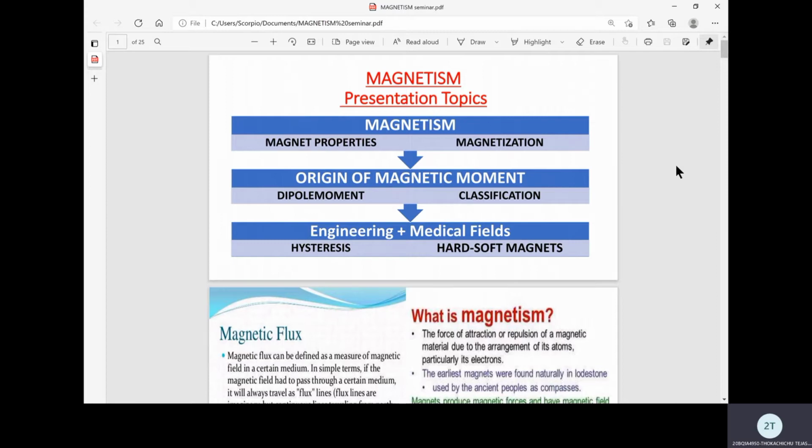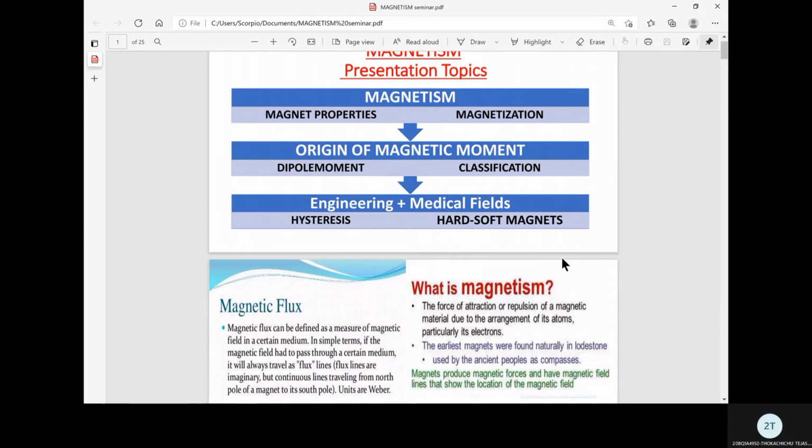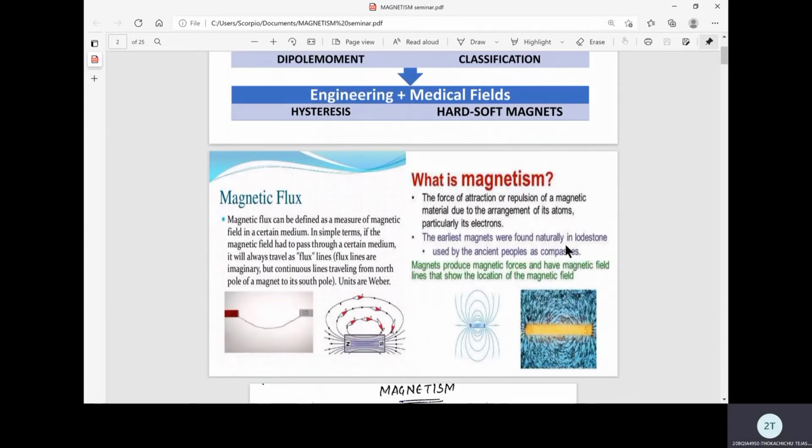So my today's seminar topic is magnetism, and the subtopics I'm going to talk about are magnet properties, magnetization, origin of magnetic moment, dipole moment, classification of magnetism, and the hysteresis graph, that is also called the B-H graph, and hard-soft magnet differences.